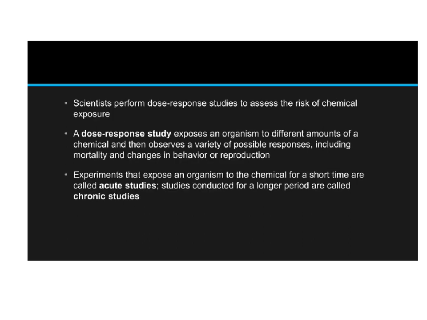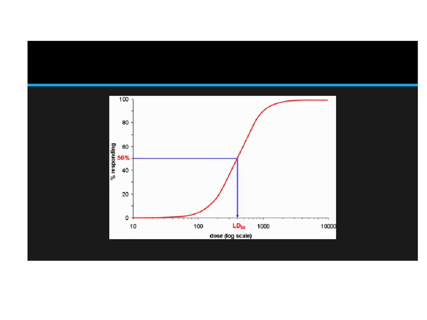Scientists perform dose-response studies to assess the risk of chemical exposure. So if we're trying to figure out what's the risk to someone of a chemical, we perform these dose-response studies. A dose-response study exposes an organism to different amounts of a chemical and then observes a variety of possible responses, including mortality, which means death, and changes in behavior or reproduction. Sounds like fun, huh? Experiments that expose an organism to the chemical for a short period of time are called acute studies. Studies conducted for longer periods are called chronic studies. And this goes with acute disease and chronic disease. That's what those words mean. Short period, long period.